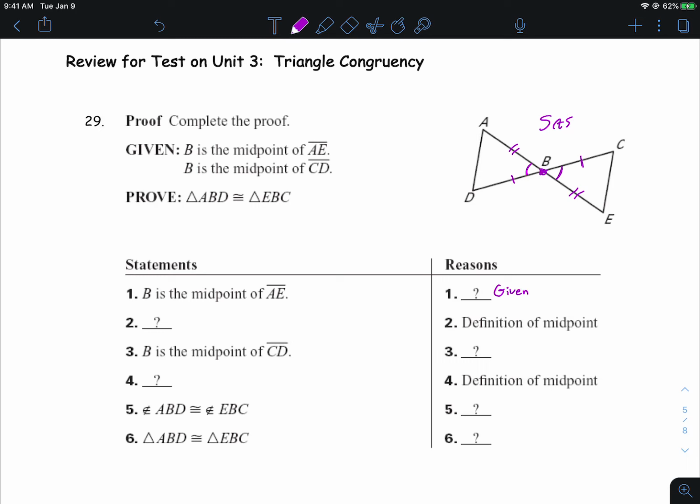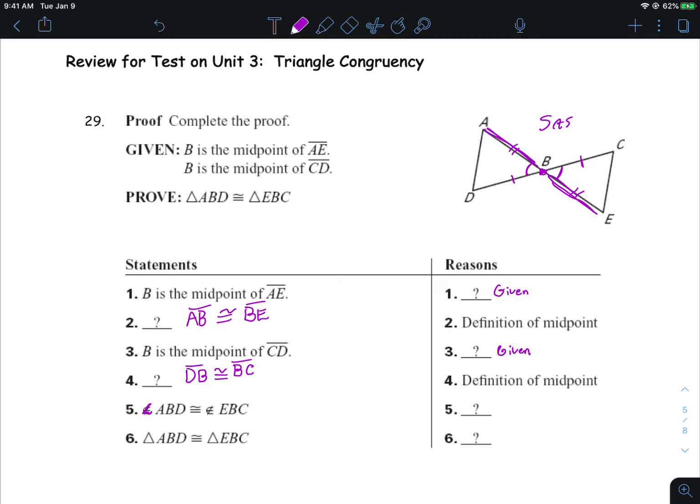Okay. Since B was the midpoint of AE, that means that AB and BE actually were congruent. So I'll say AB is congruent to BE. Okay. They also told us B was the midpoint of CD, so that was also given to us. So I'll go ahead and write that. And we concluded that the other two small pieces, DB and BC, were congruent. So DB congruent to BC. Okay, and that was a definition of midpoint.